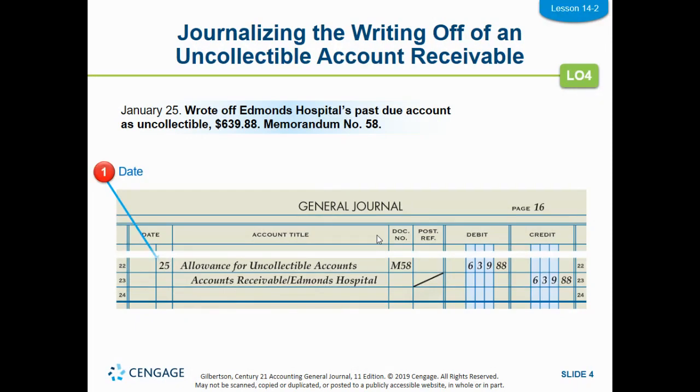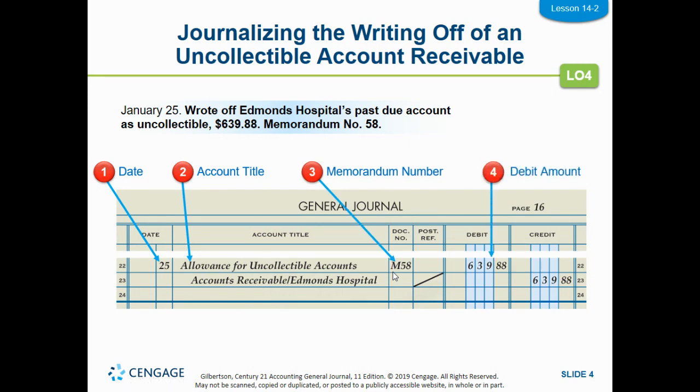So here's my journal entry. And you can see again, we've got a break in the page here. I'm starting on line 22. So I've just got the date, the 25th. And there's my debit to the allowance for uncollectible accounts. There's my source document. There's the amount of the debit, $639.88. And then there's my credit to accounts receivable. This is a compound entry. Remember, accounts receivable and also that subsidiary account, Edmonds Hospital, $639.88. Remember we'll divide the post reference there because the first account, accounts receivable, when we post this, that account number will go in the top half, Edmonds Hospital will go in the bottom half.